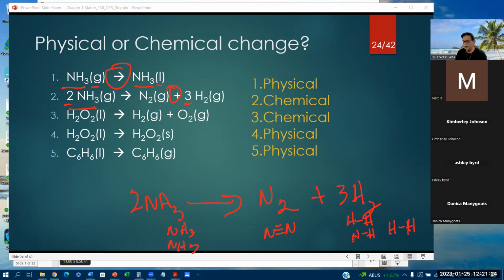All right, so we've got a total of 6 hydrogens on the right side, and a total of 6 hydrogens on the left side. We have 2 nitrogens on the left side and 2 nitrogens on the right side. We're going to learn about these 3 lines at a later date, but that's how we write nitrogen. So we say that this is a balanced chemical reaction.